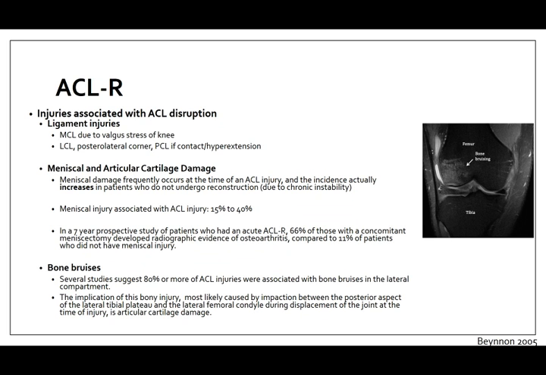Also, bone bruises happen, and several studies suggest that 80% or more of ACL injuries have an associated bone bruise in the lateral compartment. This is just due to the compressive forces that happen with that valgus stress. The implication of this bony injury is most likely caused by impaction between the posterior aspect of the lateral tibial plateau and the lateral femoral condyle during displacement of the joint.